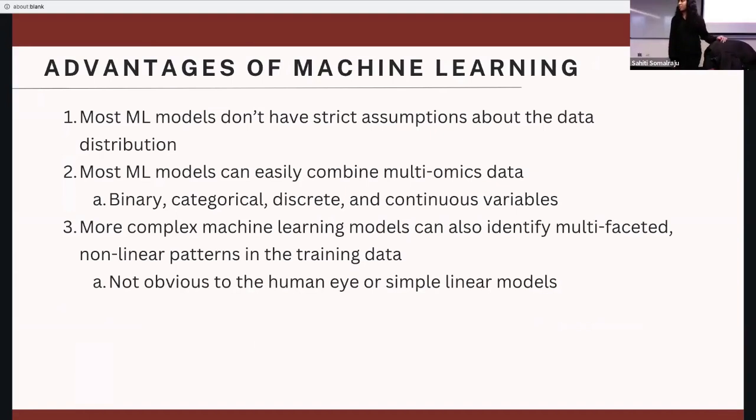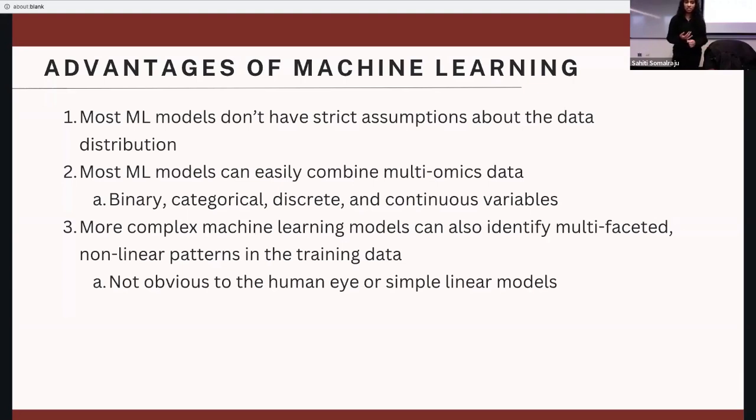All right, so here are some advantages of machine learning that the paper went through. The first one is that most machine learning models don't have strict assumptions about the data distribution, so your data is not required to be in a normal distribution, which is really great. And then most machine learning models can easily combine multi-omics data. Another great thing is that this data can be binary, categorical, discrete, or continuous, and so this really avoids the need for major pre-processing before inputting that data into the machine learning model.